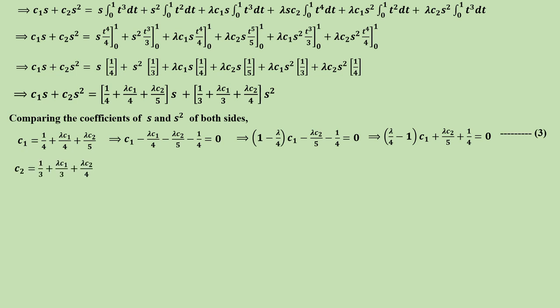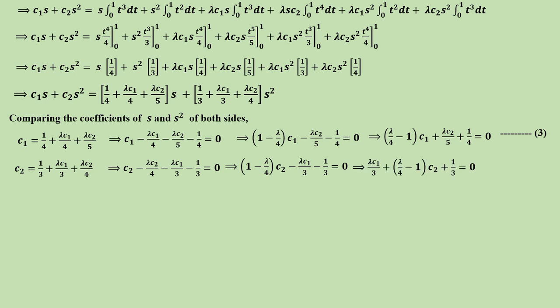Now comparing the s square term, c2 is equal to 1 by 3 plus lambda c1 by 3 plus lambda c2 by 4. That implies c2 minus lambda c2 by 4 minus lambda c1 by 3 minus 1 by 3 equal to 0. Taking c2 outside from the first two terms, 1 minus lambda by 4 into c2 minus lambda c1 by 3 minus 1 by 3 equal to 0. So lambda c1 by 3 plus, multiplying with minus, lambda by 4 minus 1 into c2 plus 1 by 3 equal to 0. That is the fourth equation.